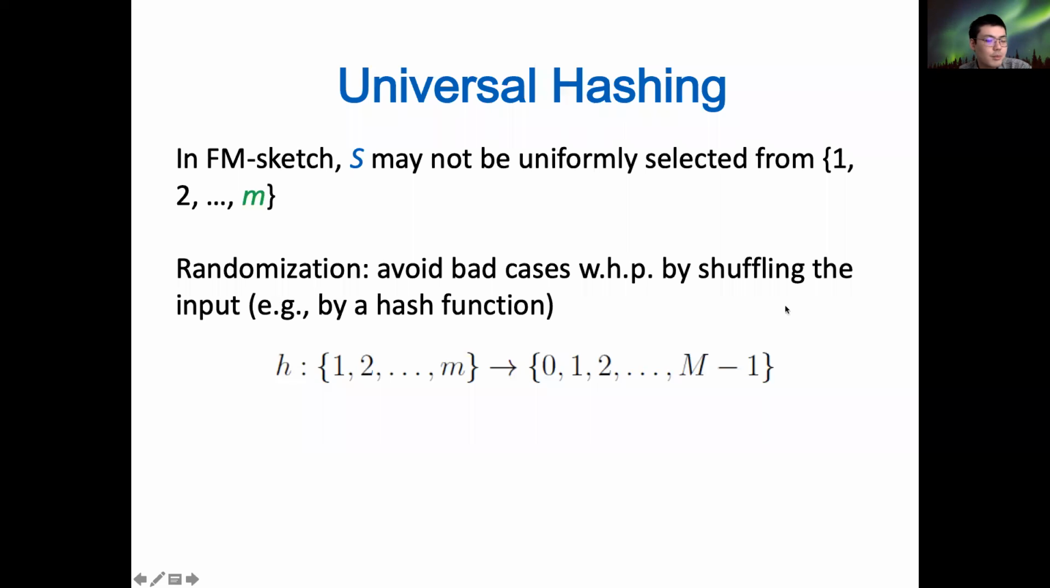So you can shuffle the input from the original domain 1 to n, apple 1, orange 2, to a new domain. There maybe apple is 500,000, orange is 2/3 of a million, so then you don't have the worst case that we talked about. Okay, so that's the intuition here.